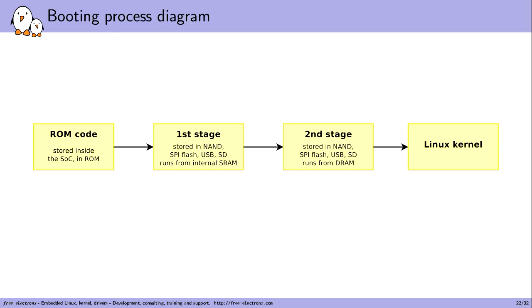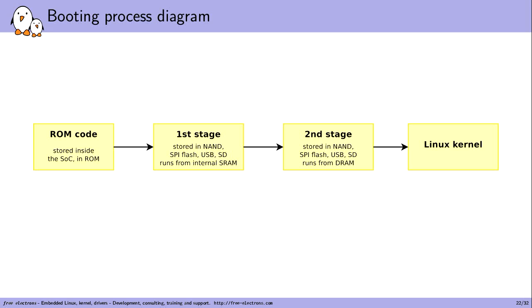So the boot process looks really like this. The ROM code, that's part of the SoC itself. There's nothing you can change in there. It's fixed in stone. It's stored in the SoC in ROM. When you power up the SoC, it runs. It locates the first stage bootloader, typically in NAND flash or SPI flash or USB, SD, anything like that, and loads it into an internal memory, internal SRAM, and runs it. And that's the point where you get control at the software level. So from this stage, you can change things.